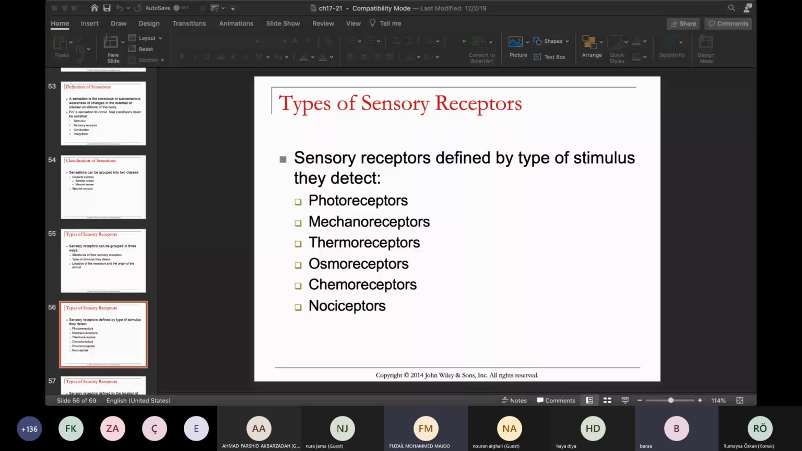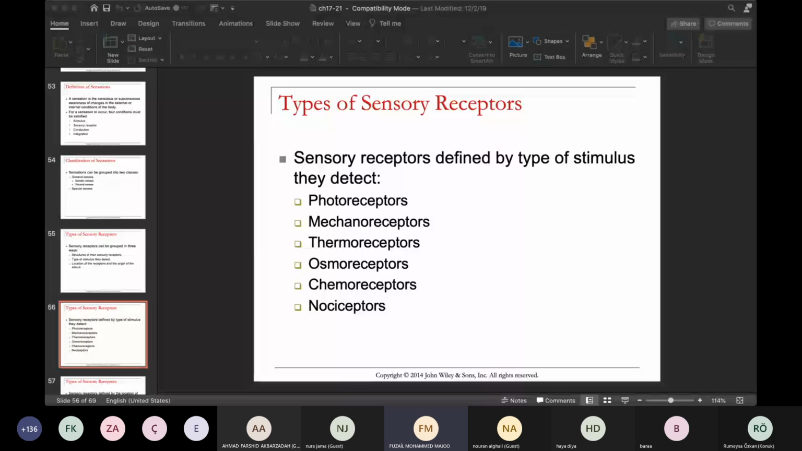Sorry, can you repeat, please? Thermoreceptors, what do you think they do? What do you think they're detecting? I think it's to realize the changes in the temperature or something like that. Very good. Excellent. Thermoreceptors detect temperature. The last one is a little tricky.